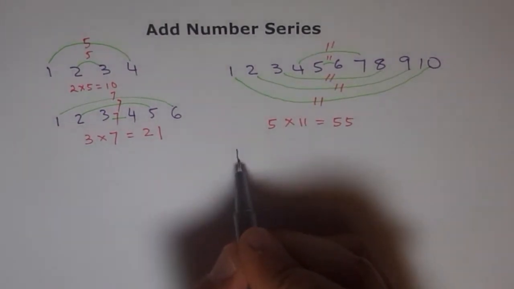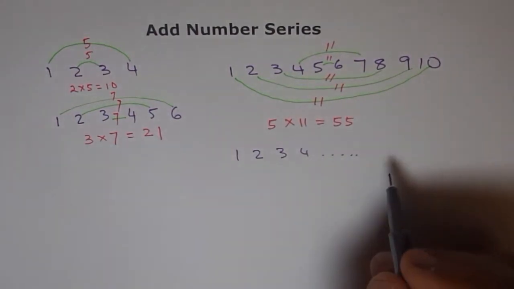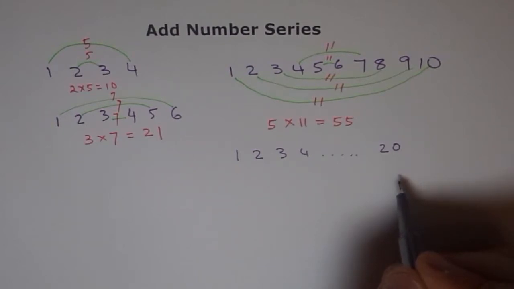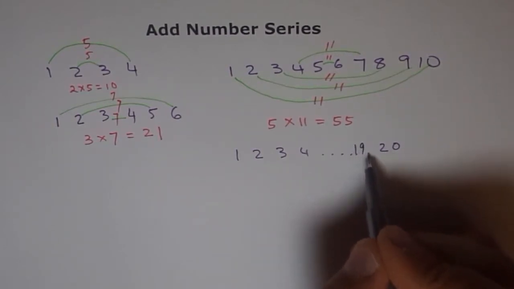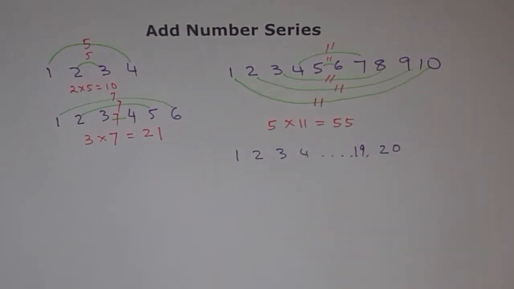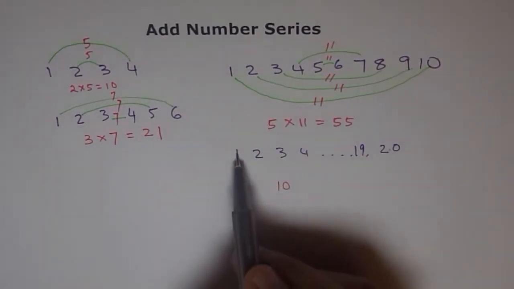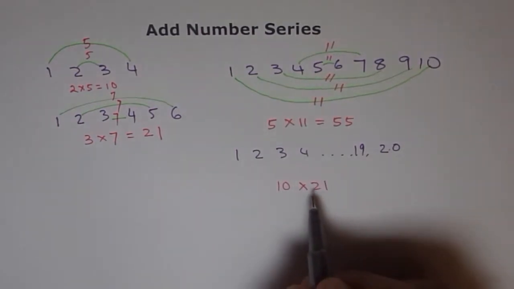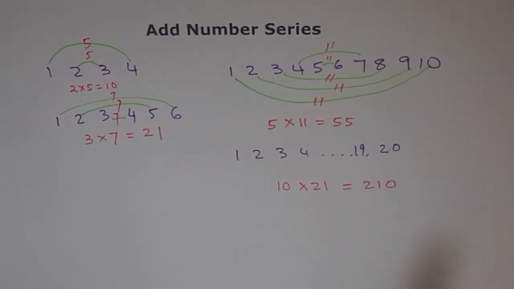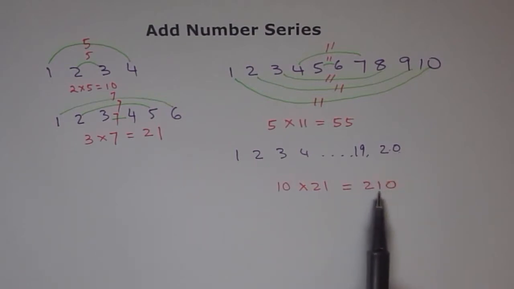Let me give you one example. 1, 2, 3, 4. Let's go up to 20. Now, before 20, let me write one more number here. 19. Okay. If you add these first, what is half of 20? Half of 20 is 10. What is 20 plus 1? 21. So I'll multiply 20 by 10 and I will get my result, 210. If you add all the numbers from 1 to 20, this is going to be your answer.